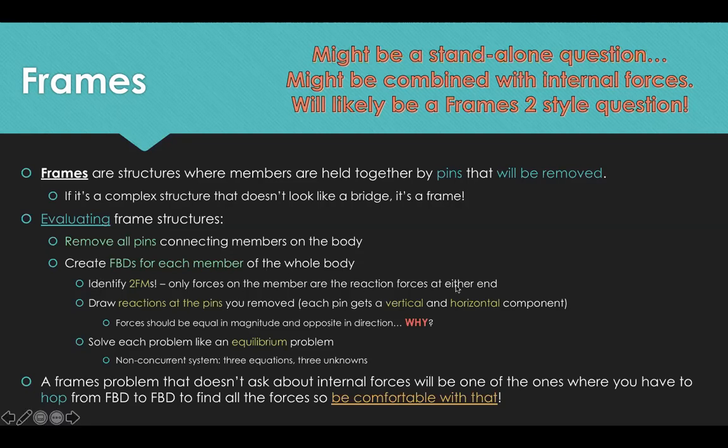So once you've identified 2 force members, you want to draw the reactions at the pins, and each pin has a vertical and horizontal reaction, right? So it's a lot like a pin as a support structure, where you have an unknown in the X and in the Y, because it can still rotate technically. That's exactly the same thing for this. Every time you pull a pin, you expose a vertical and horizontal component.